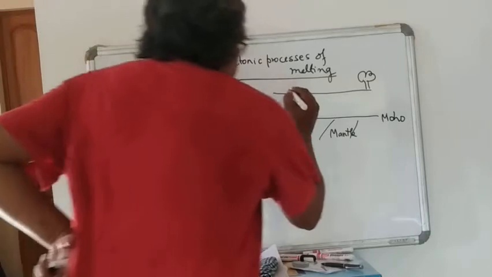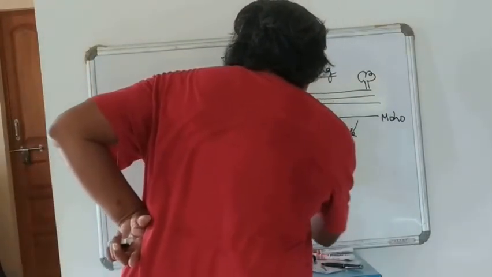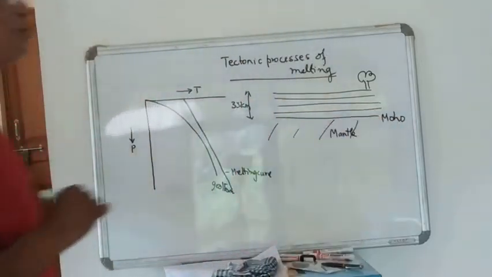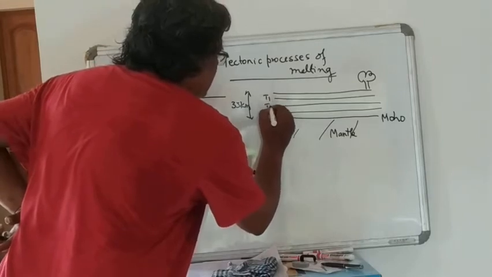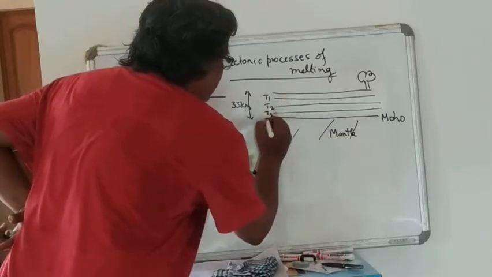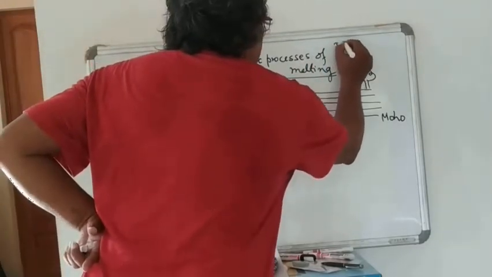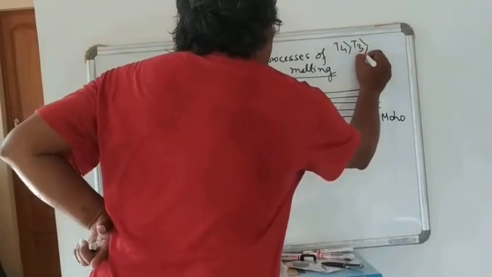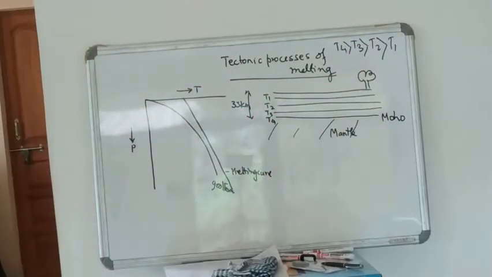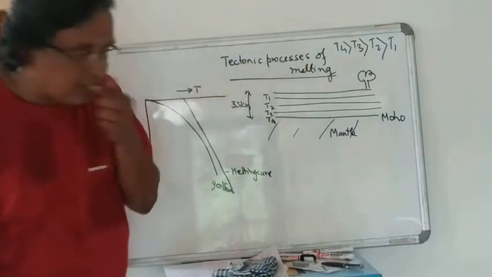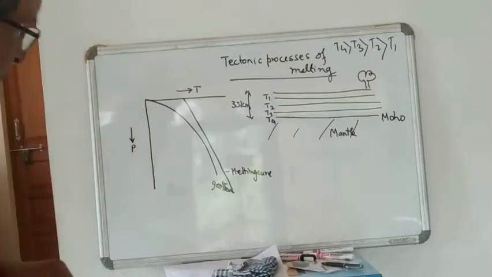Now, within the crust, as you can understand, these are the isotherms. So we have T1, T2, T3, T4, and so on, where T4 is greater than T3, is greater than temperature T2, and greater than temperature T1. So as we go down from the Earth's surface, the temperature increases. Right?